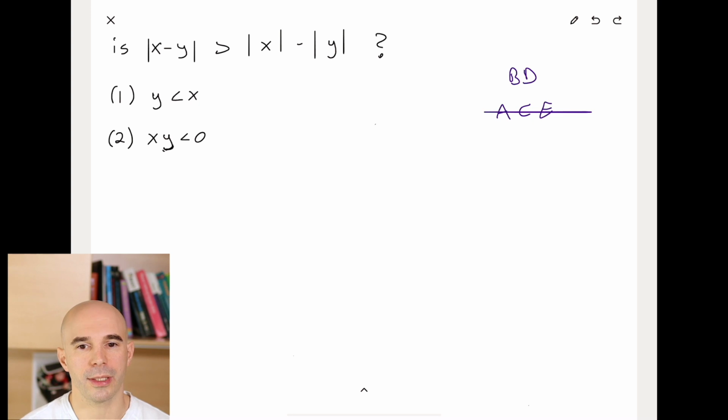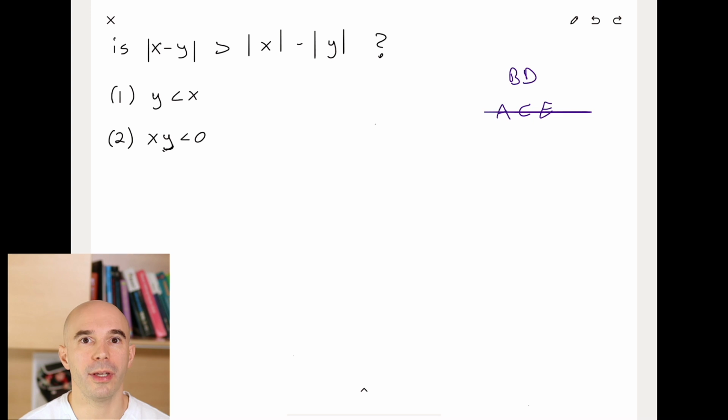So if you started with statement 2 and decided that it is sufficient on its own, and you saw that it gave a definitive yes, right? It answered the question with a definitive yes. You remember that? If x and y are on opposite sides of 0, then we get a definitive yes. The absolute value of x minus y is always going to be greater than the difference of the absolute values. What that means is that statement 1 must at least allow for the possibility of a yes.